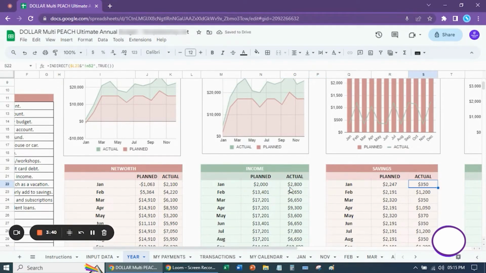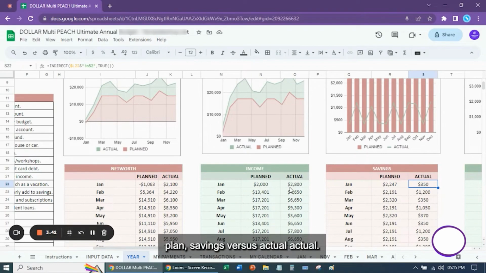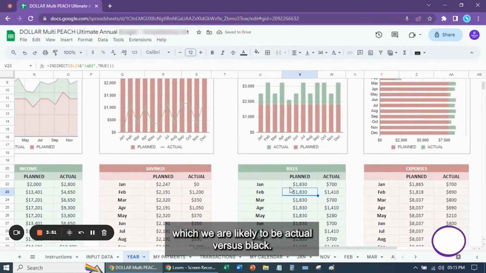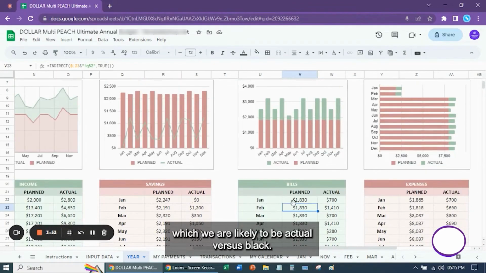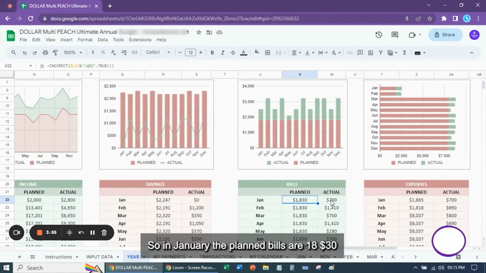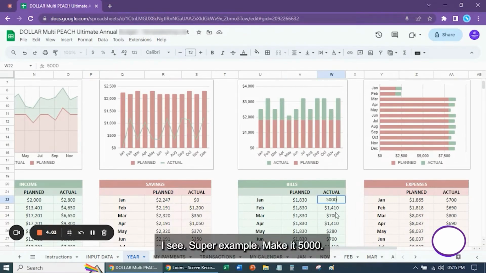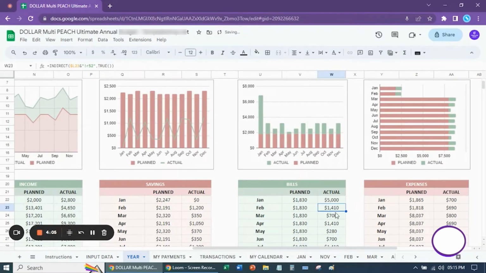Savings, planned savings versus actual. Actual, assuming there is no saving, it drops. The bills which we are likely to pay, the actual versus planned. So in January, the planned bills are $1,830. Instead of 700, I say for example, make it 5,000. You have immediate impact.